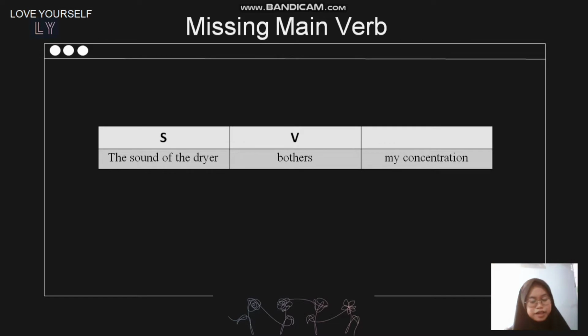Remember that every English sentence must have a subject and a main verb. Like, the sound of the dryer bothers my concentration. The sound of the dryer becomes the subject and bothers becomes the verb.